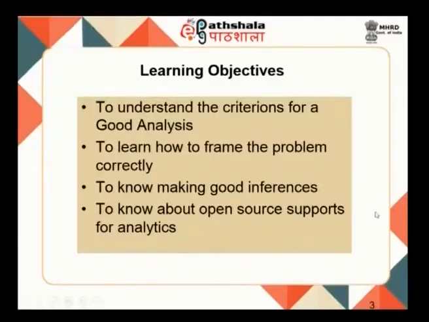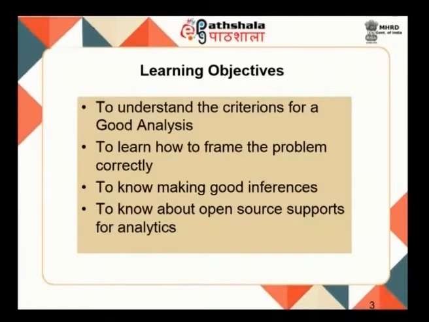In today's module on data analytics, we will be discussing how to understand the various criteria that might highlight a good analysis, followed by how to frame a problem correctly, because problem framing is very important for analysis, followed by what inferences can be made and how good inferences may be made, and finally, we will come to know about various open source platforms or supports for analytics.